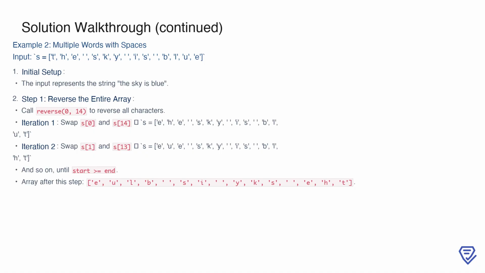Once all the swaps are complete, the entire array is reversed, and it now reads "eulb si yks eht".